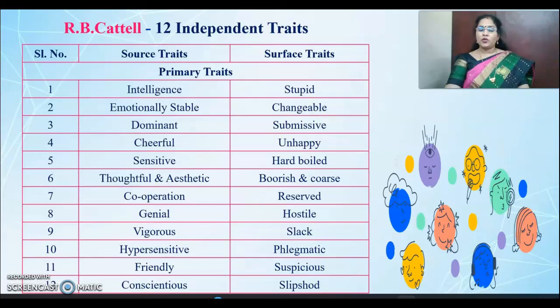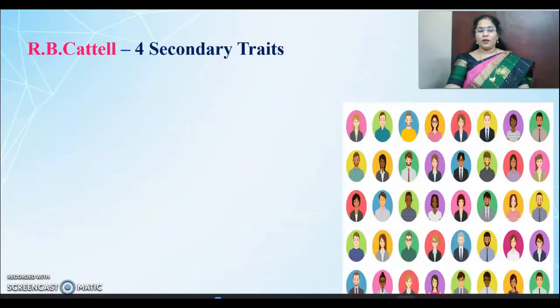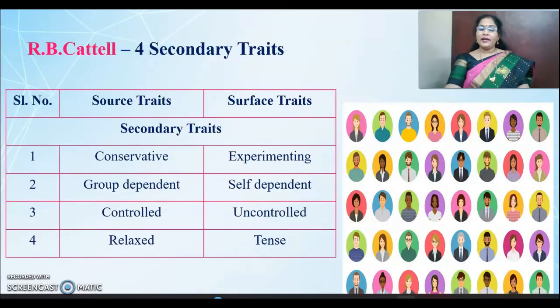We could be either intelligent or stupid, emotionally stable or changeable, dominant or submissive, cheerful or unhappy, sensitive or hard-boiled, thoughtful, aesthetic or boorish or coarse, cooperative or reserved, genial or hostile, vigorous or slack, hypersensitive or phlegmatic, friendly or suspicious, conscientious or slipshod. He has told there are 4 other secondary traits also that we come across. We could be either conservative or experimenting, group dependent or self dependent, controlled or uncontrolled, relaxed or tense. So these are the source traits and surface traits. Based upon this only, we come across different kinds of personality, is the claim of R.B. Cattell.